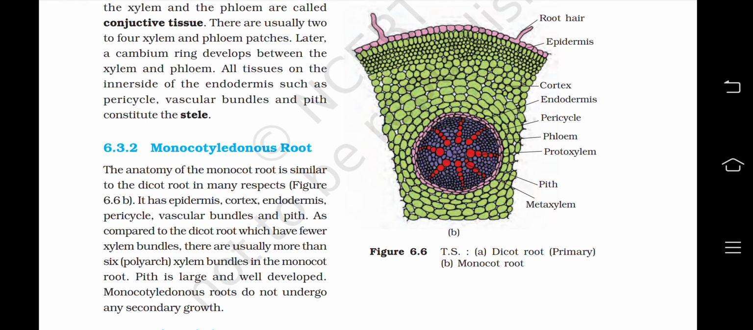So here we end the second part of chapter 6, Anatomy of Flowering Plants.